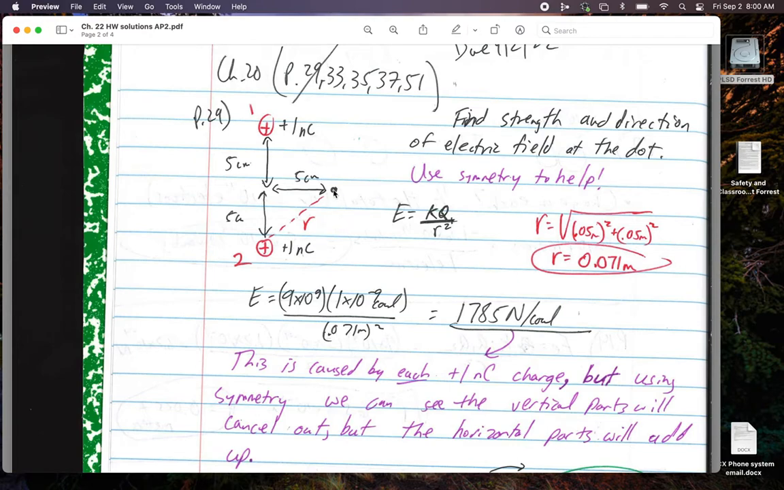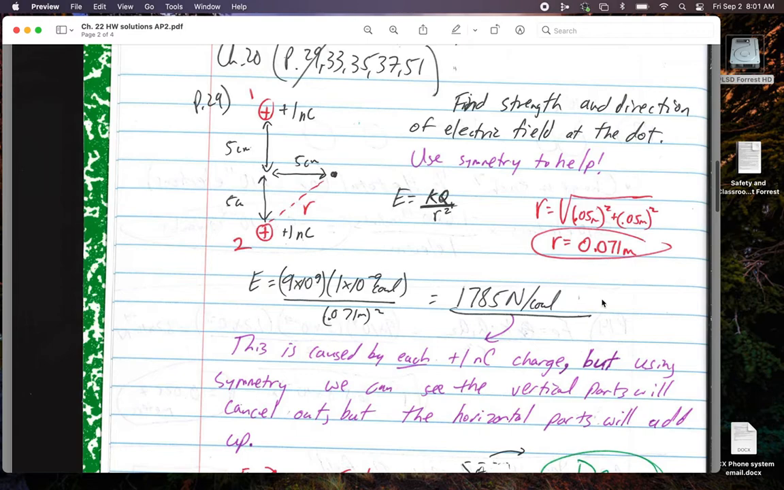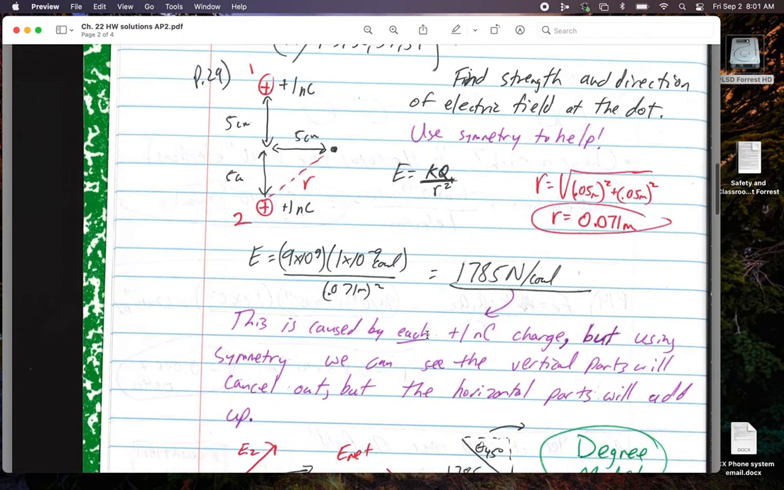So what I'm going to do first is just find the electric field at this point caused by one of the charges. I call this charge 1 and charge 2. First of all, we've got to find this distance because it's not 5 centimeters away. That's the Pythagorean theorem. That gets me 7.1 centimeters away, or 0.071 meters. Then the electric field at this point caused by this charge, using formula E3 up here, is 1785 newtons per coulomb. That's caused by each of the 1 nanocoulomb charges.